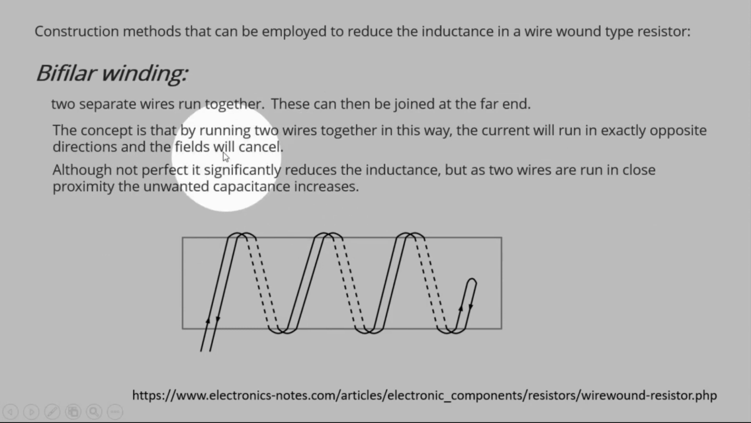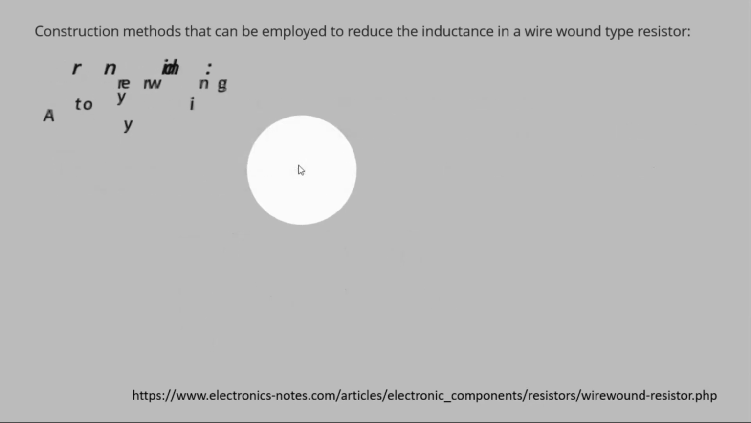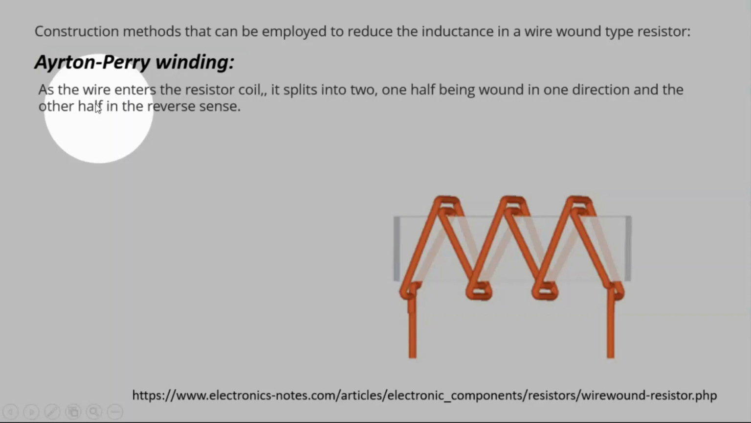So there is another way of winding aside from bifilar winding. This is what we call the Ayrton-Perry winding, named after the person who invented this kind of winding. In the resistor coil, you split the wire into two, one half being wound in one direction and the other half in the reverse direction, as you see here. This is one direction. The other half here is the other direction.